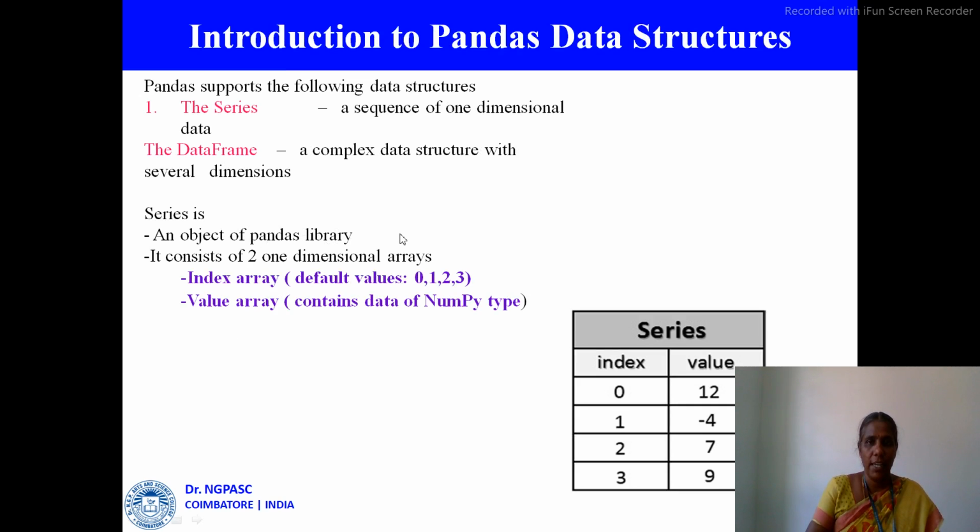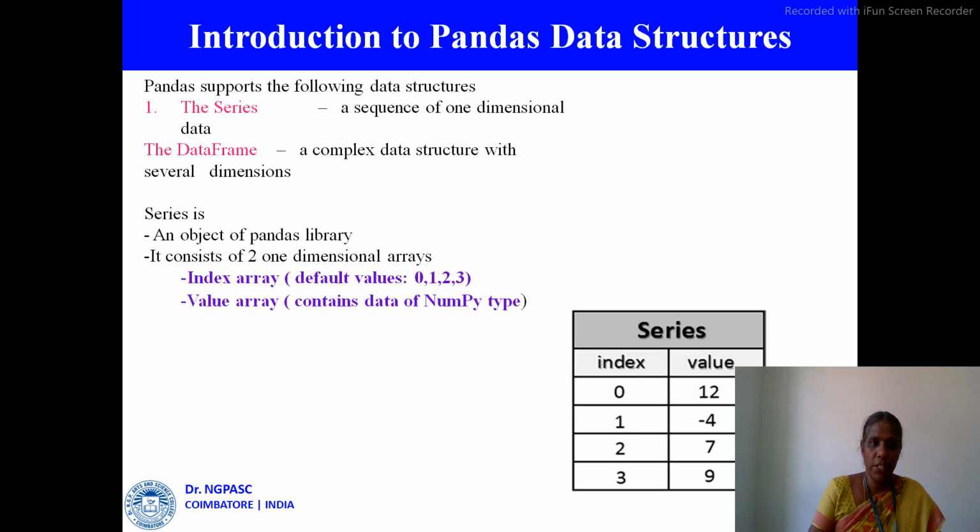Introduction to Pandas data structures. Normally, Pandas supports two different types of data structure. One is series and another one is data frame. Series is a sequence of one-dimensional data. It is like a one-dimensional array. Data frame is a complex data structure with several dimensions. It is like a multi-dimensional array.